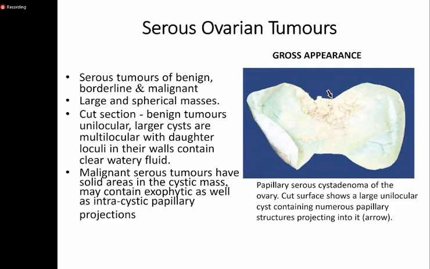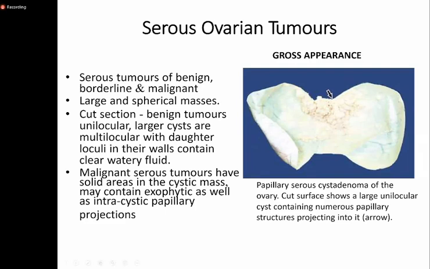Malignant serous tumors tend to have more solid areas, but they are still cystic and may contain exophytic as well as intracystic papillary projections. I'm showing here a unilocular, thin-walled cyst with solid areas, and these sort of cauliflower projections on the surface, which on histology look papillary. Okay, so papillary projections into the lumen of the cyst.